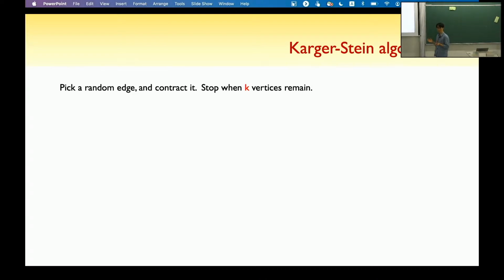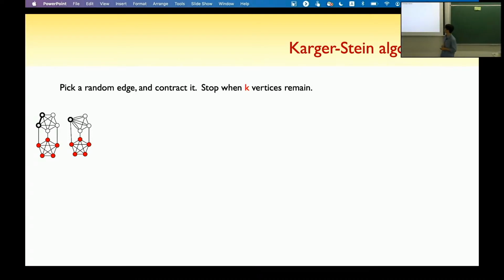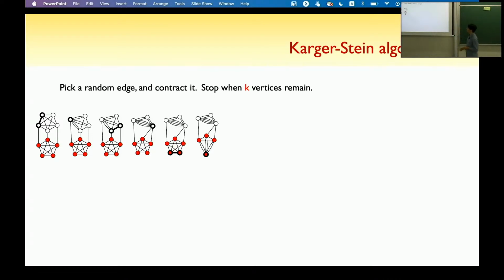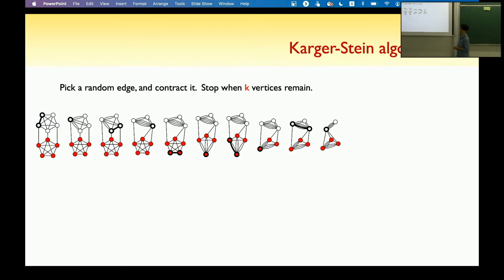When we have k vertices, each vertex in the final graph corresponds to some subset of vertices in the original graph. So the k vertices of the final graph correspond to a k-cut in the original graph, and that's your answer. Just to make sure, here is one example of how the algorithm works. Suppose that this is the original graph, and say k is 2. We choose a random edge and contract it, and we choose another edge randomly and contract it. Then another edge, contract it, and so on, until we have exactly 2 vertices.